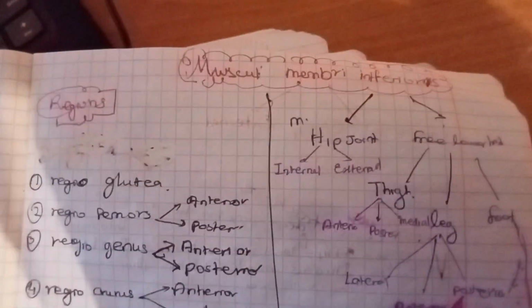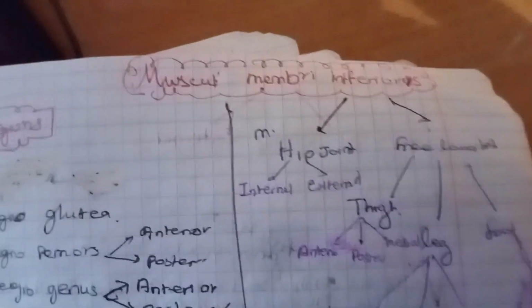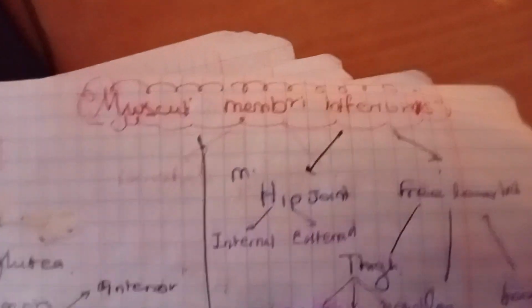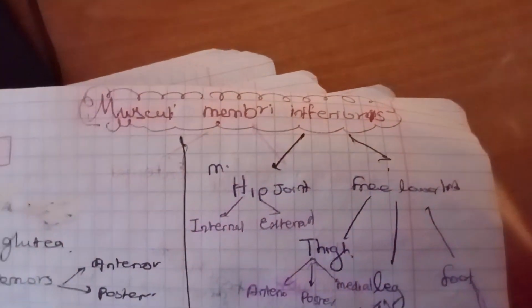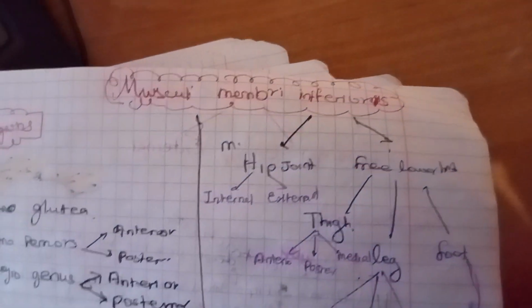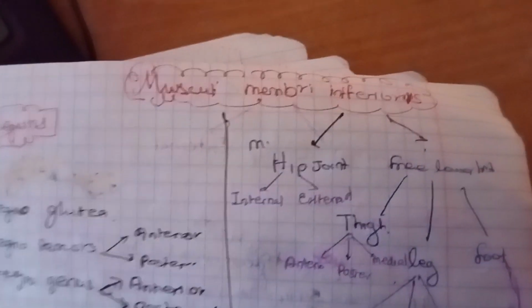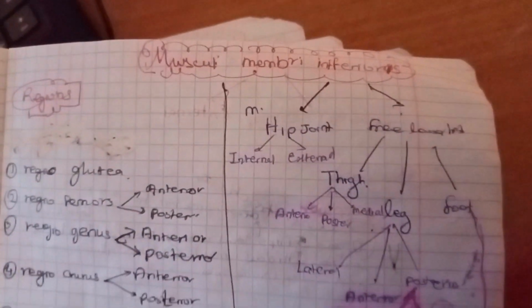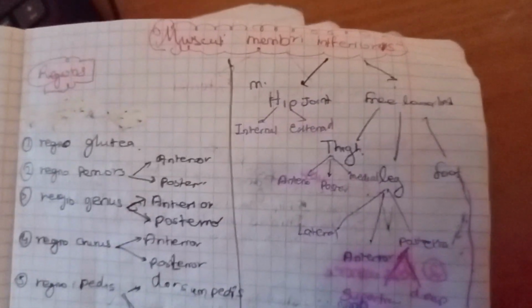Okay, fine. Let's jump into our topic. Musculus membri inferioris is divided into two parts, as usual: the muscles of the hip joint and the muscles of the free lower limb. The muscle of the hip joint is divided into two, the internal group and the external group. And while discussing the free lower limb, there are three parts: the thigh, leg, and the foot.